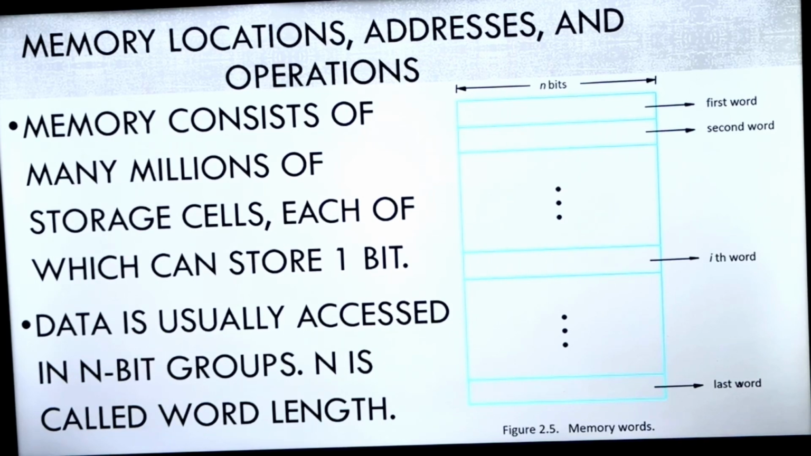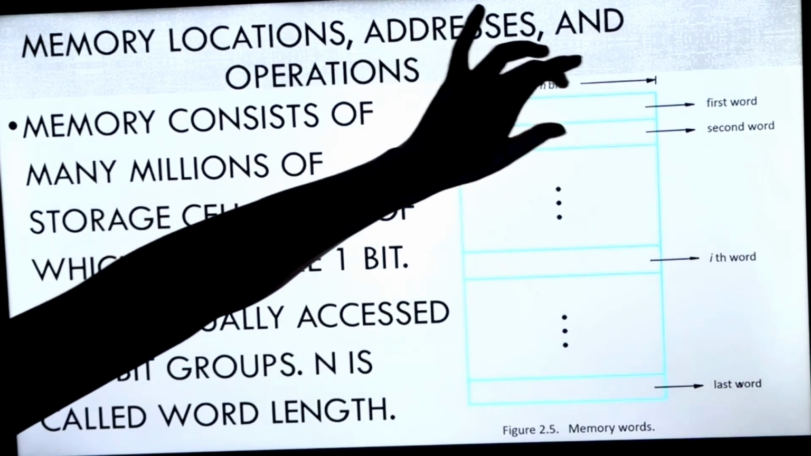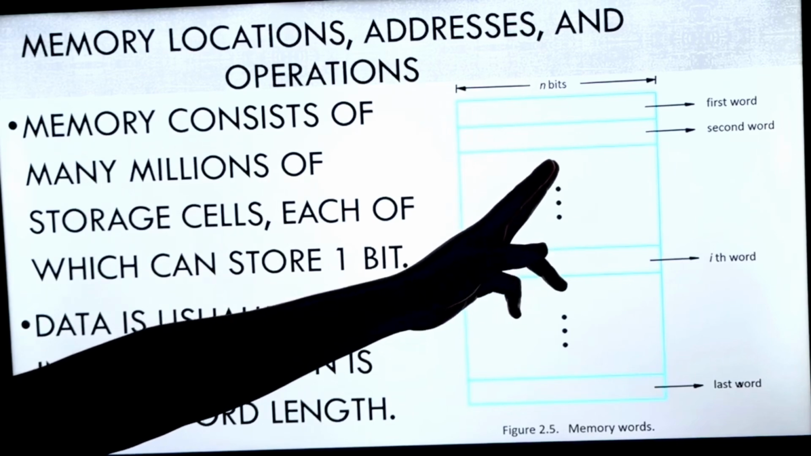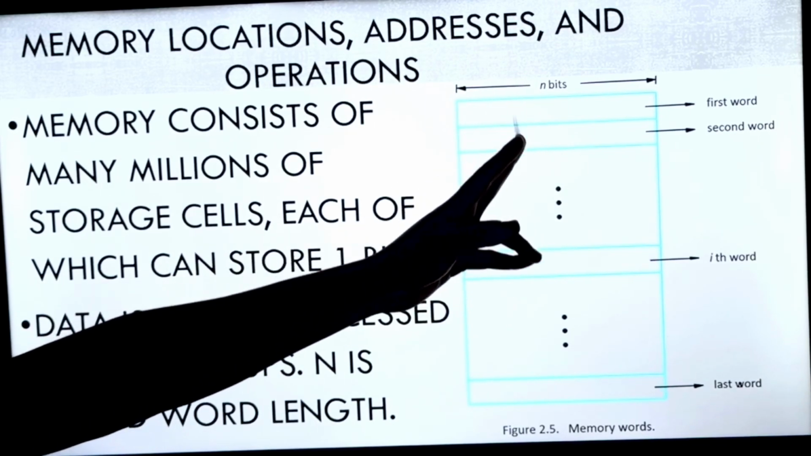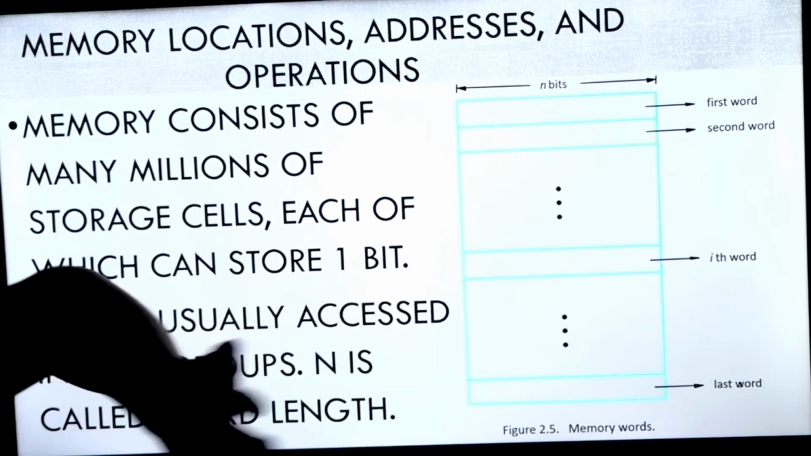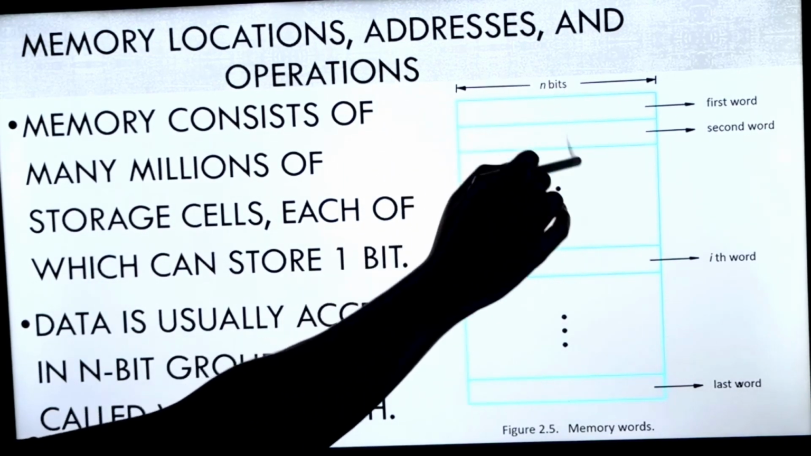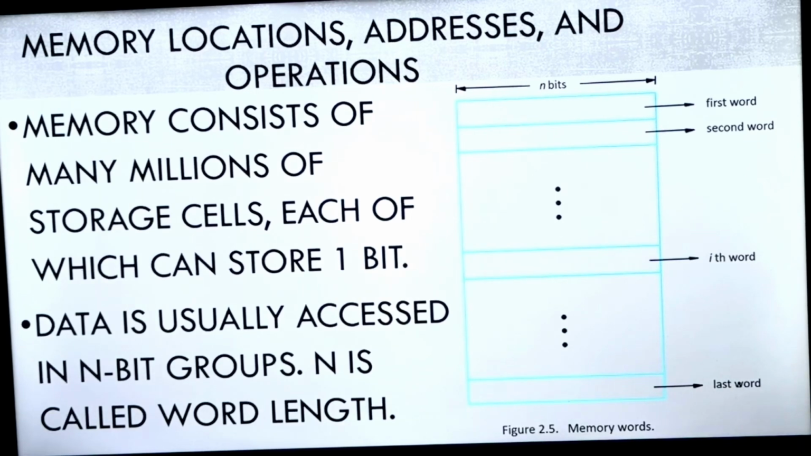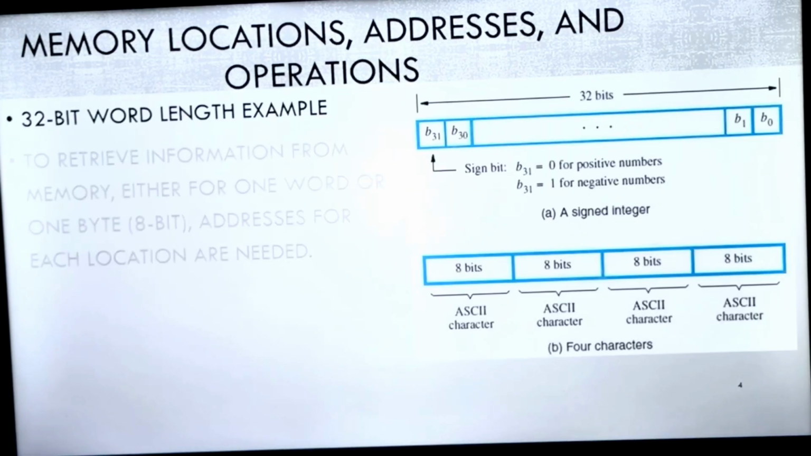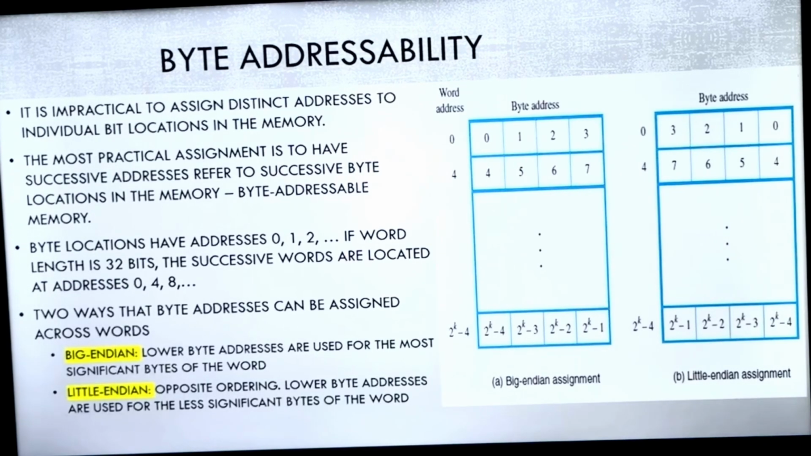Because in some operations, we don't need the entire word, we need some bytes. For that, we need the addresses of bytes also. Suppose I need something from word number 0, byte number 2. So memory will ask like this: give me something from word number 0, byte number 2. That's why I need byte addresses also, not only word addresses, right? So how to give these byte addresses? We have two different approaches for that. We'll see in this slide now.